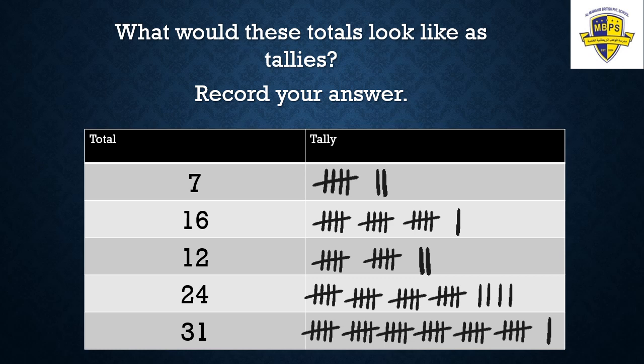The next number we have is 31. So let's start drawing. 1, 2, 3, 4. The fifth line will go across. Again 1, 2, 3, 4.